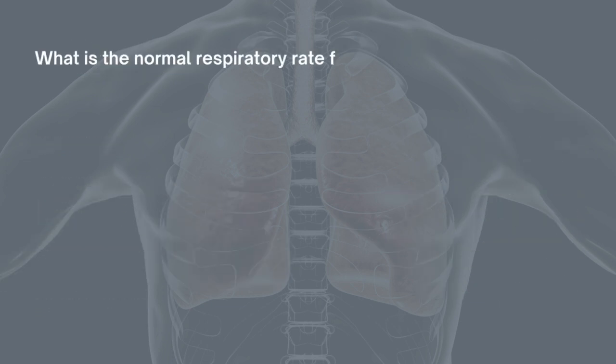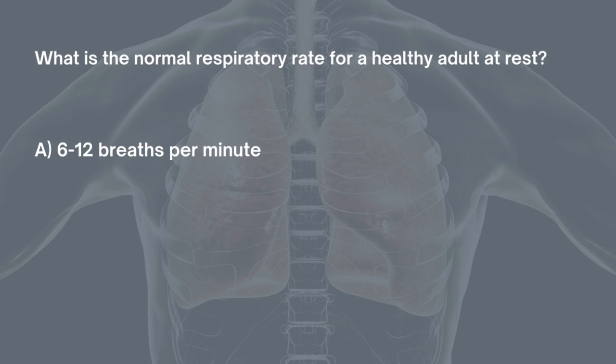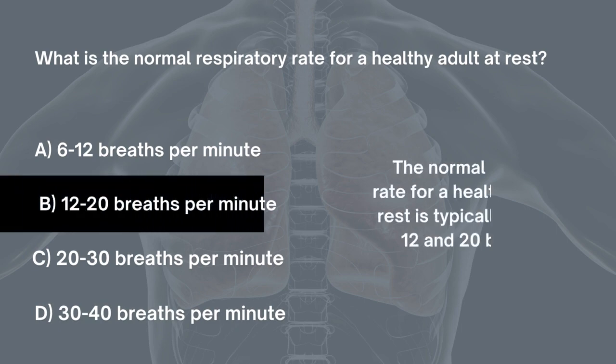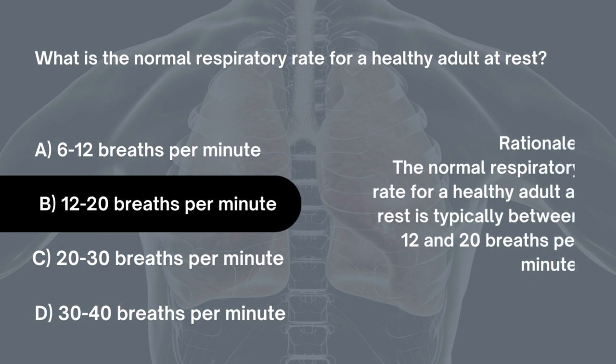What is the normal respiratory rate for a healthy adult at rest? A. 6 to 12 breaths per minute. B. 12 to 20 breaths per minute. C. 20 to 30 breaths per minute. D. 30 to 40 breaths per minute. Rationale. The normal respiratory rate for a healthy adult at rest is typically between 12 and 20 breaths per minute.